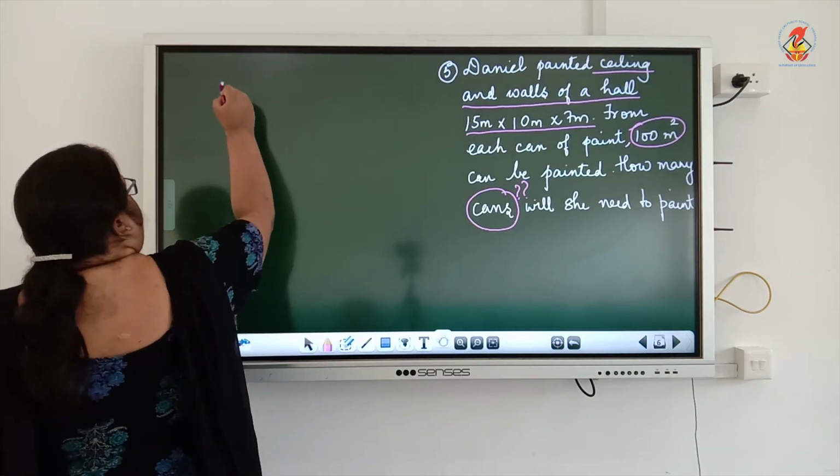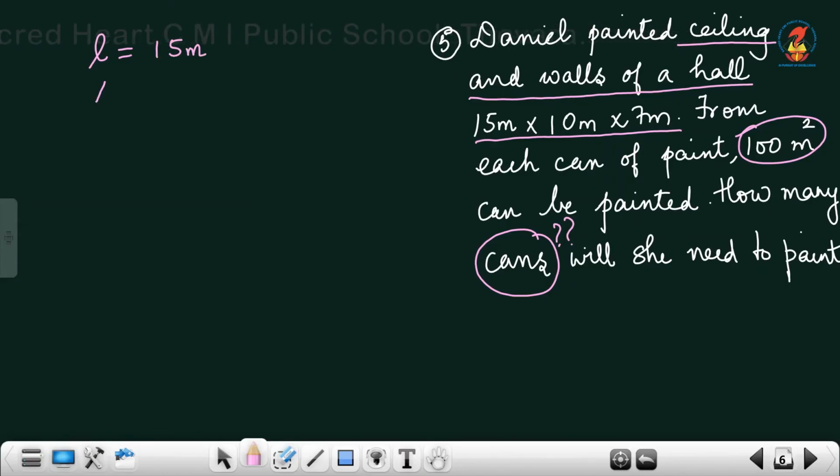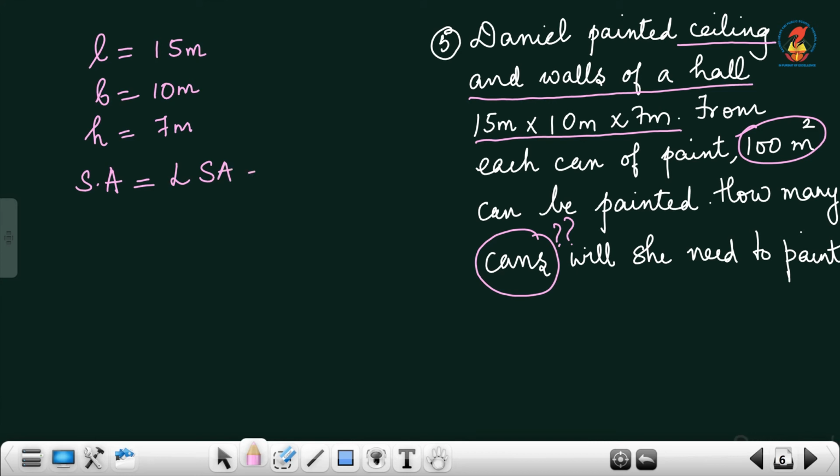So, hall is in the shape of a cuboid. Length of the cuboid is 15 meter. Breadth 10 meter. Height 7 meter. Therefore, the total surface area Daniel painted will be, she painted all the 4 sides, that is LSA plus the ceiling. So, 1 base area, 2H into L plus B plus ceiling rectangle L into B.